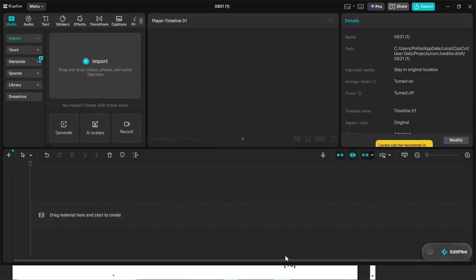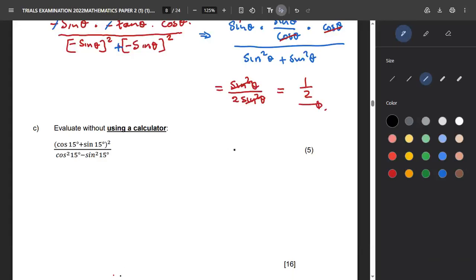So first thing first, we're going to expand the brackets. The top part, that will be the cos 15 degrees plus the sine 15 degrees. So expanding the bracket on top. Okay, everything is divided by what? There's something that I need to do here.